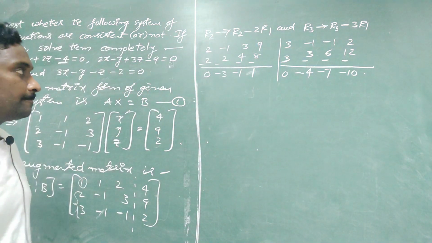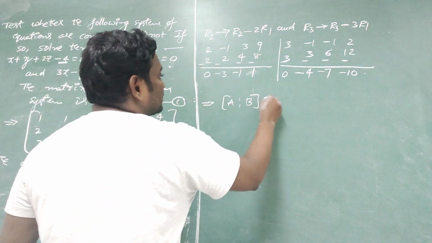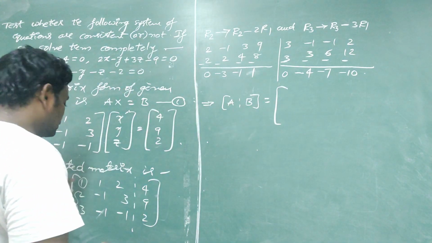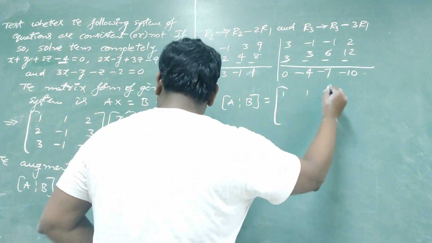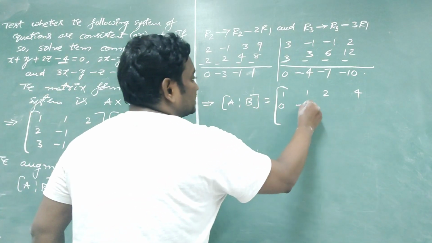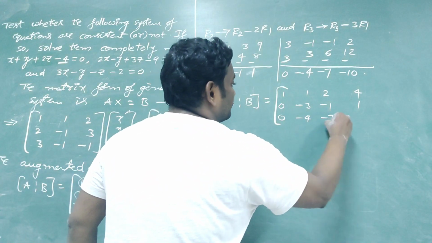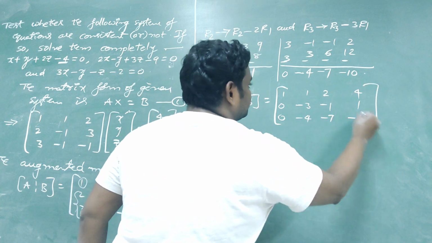Now write the matrix. With these operations, the above augmented matrix AB becomes, what is the first row? The first row is the similar row, 1 1 2 4. The second row is this one, 0 minus 3 minus 1 1. This is the last row, 0 minus 4 minus 7 minus 10.